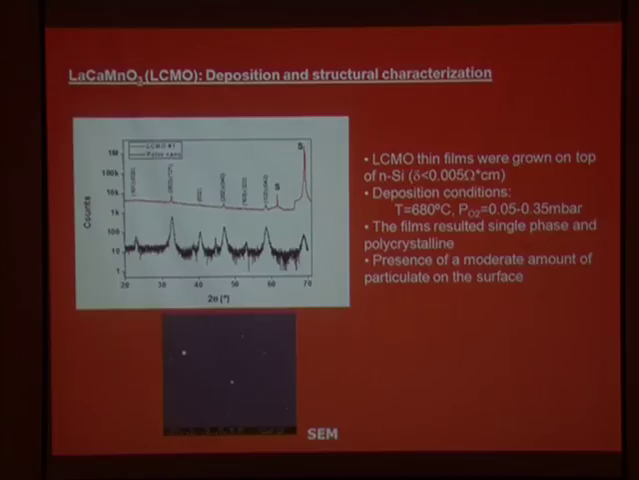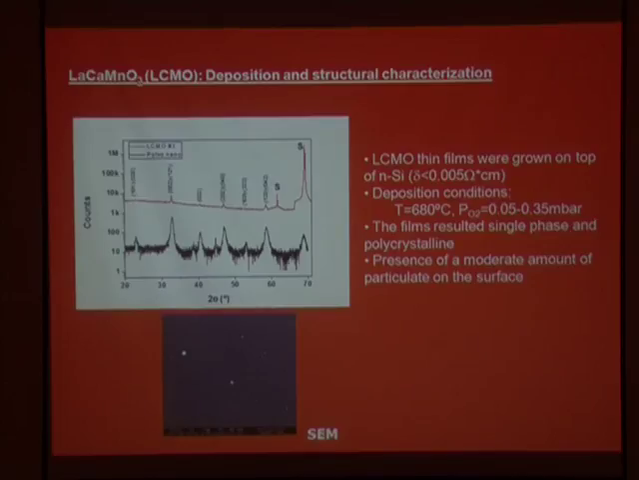We use standard deposition conditions. The only parameter that we varied systematically is the oxygen partial pressure during the growth. We did no annealing after the growth in order to quench the oxygen content of the films. We avoided annealing and we avoided modifying the oxygen content, so we wanted to see what was the effect of the oxygen content on the electrical properties of the film.